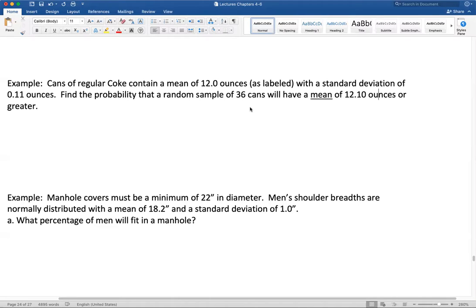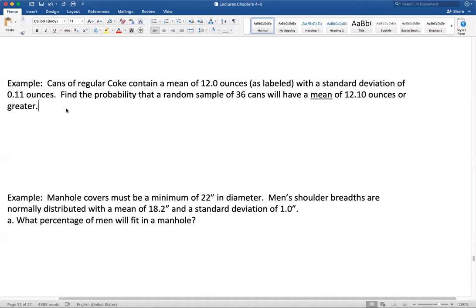Since the sample size is 36, which is greater than 30, even though the problem doesn't mention that the population is normally distributed, we can use the central limit theorem. Here the population mean is 12 ounces, and the standard deviation sigma is 0.11, right? Okay, so now we use a normal CDF.